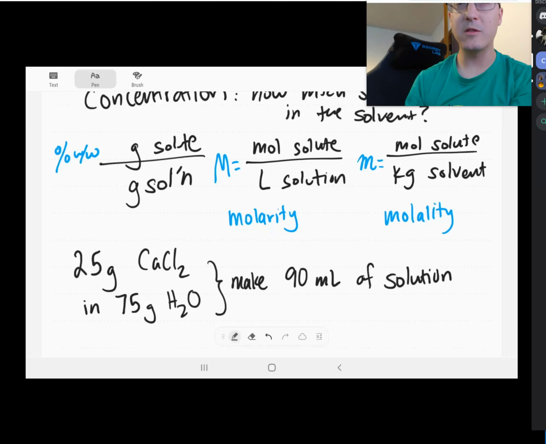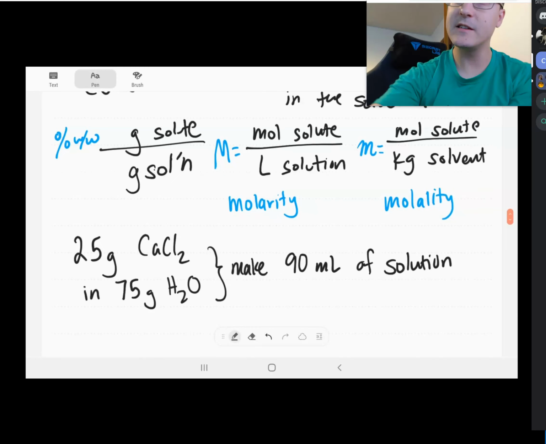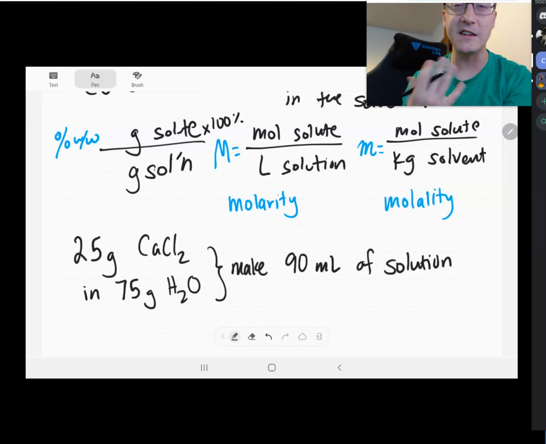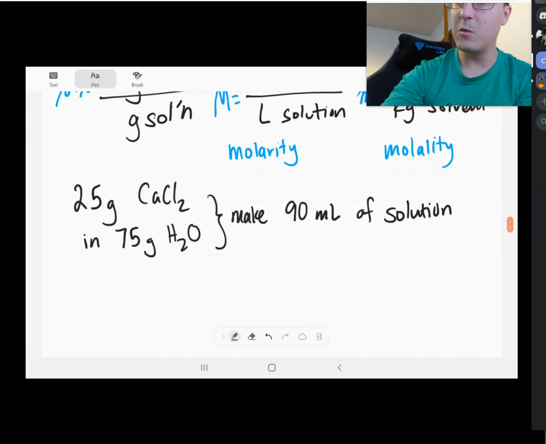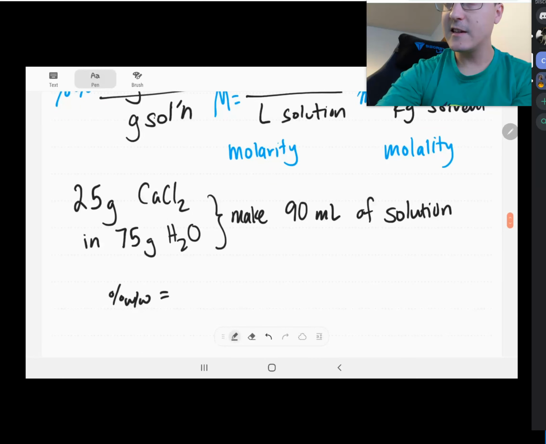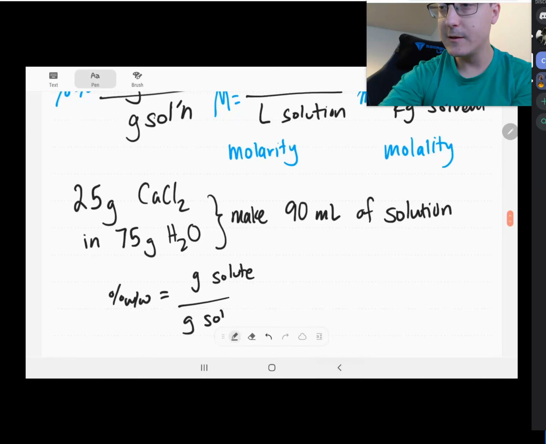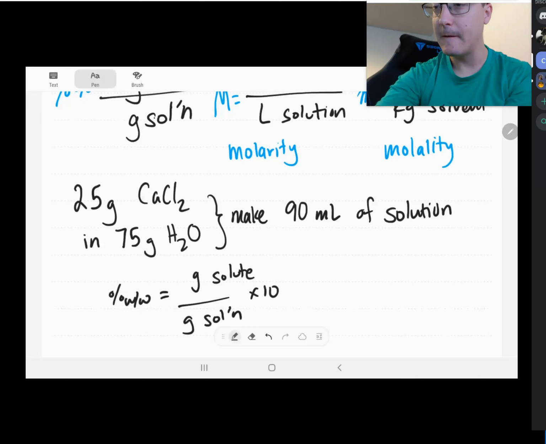So we can start with the weight percent. Since it's a percent, and I had forgotten to write that, percents, remember, are always times 100%. You're going to get a decimal when you do it, so if you want to make it into a percent, you multiply it by 100. Alrighty. So if we want to do percent, that's going to be grams of solute over grams of solution times 100%.